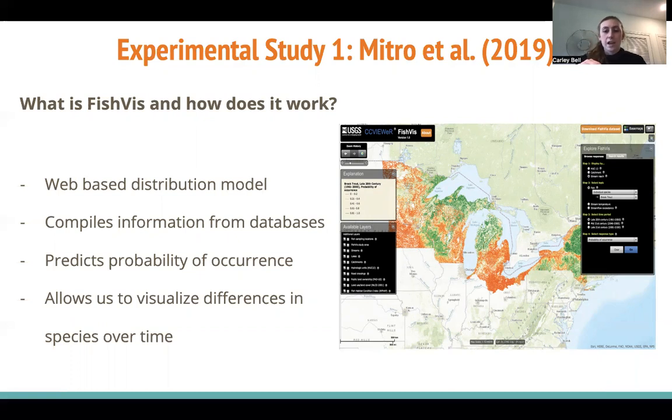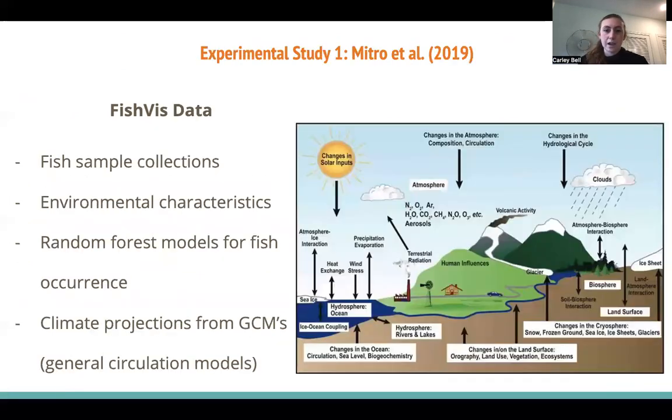And so we put in all this data about fish sample collections, environmental conditions, fish occurrence, and climate projections, and it extrapolates all the data to try to make a prediction. Like I said, this is just a prediction. Make a prediction of how trout will be affected by this in the future. So there is room for error, and there is room for a little bit of inaccuracy because this is just a prediction into the future.